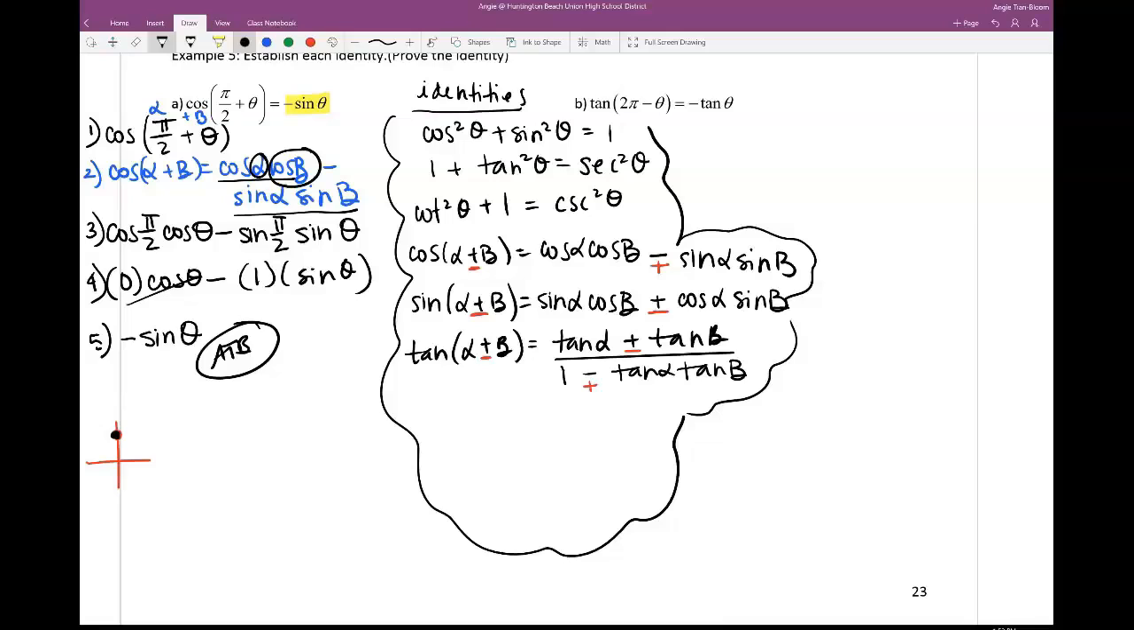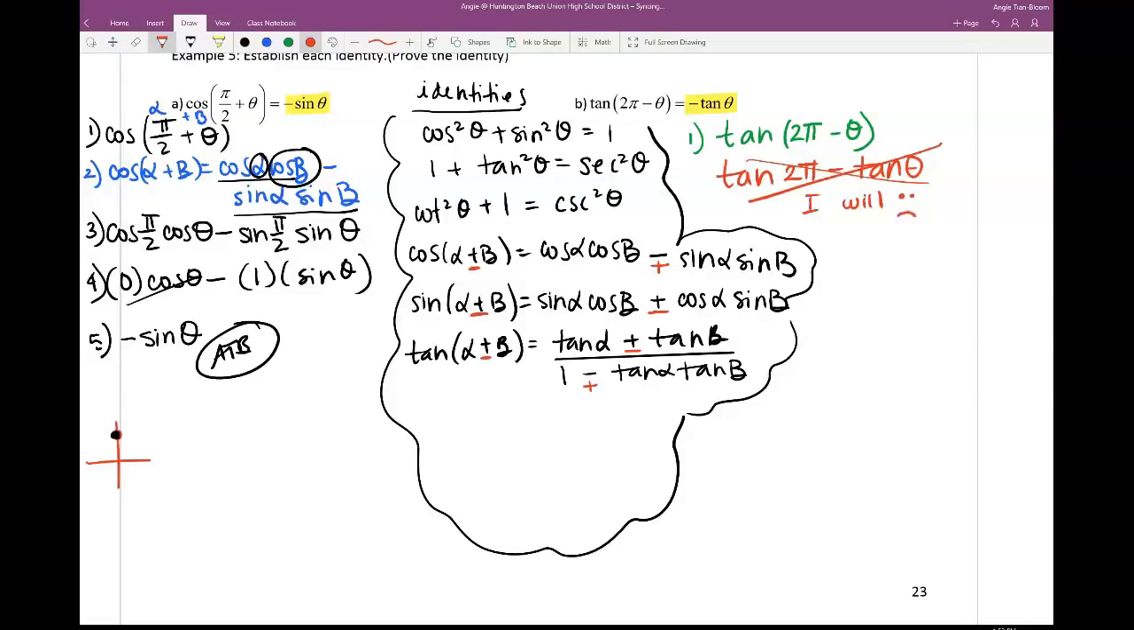Let's do B. I'm going to use different ink here so that it doesn't go crazy with my identities in the middle. Okay. B. Again, I'm going to pick tangent of 2 pi minus theta because that looks scarier. And look at the goal. I want to get to negative tangent. Now, this is what I don't want you to ever do. Please don't do this. I would cry. Tangent of 2 pi minus tangent of theta. That's not okay. I will cry.